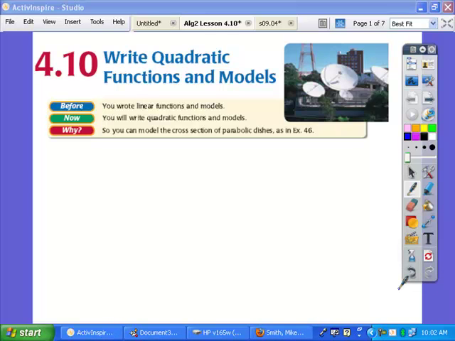Okay, this is Mr. Smith here. This is Algebra 2, Section 410. It's the last section in the chapter, and we are looking at quadratic functions and using them to model data.